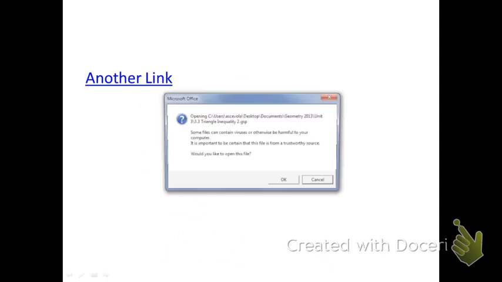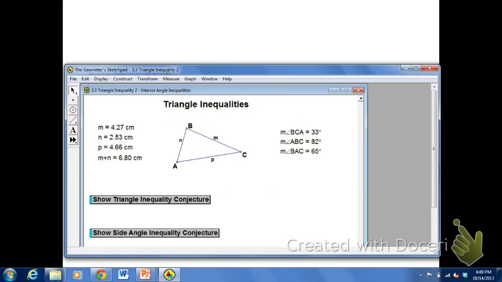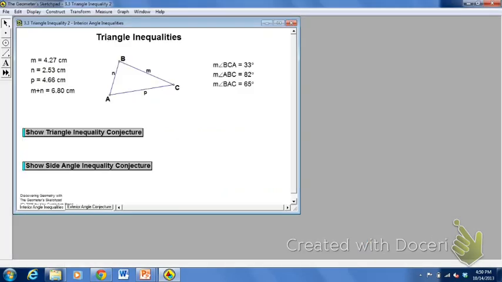Now, let's look at one more conjecture, and that's the side angle inequality conjecture. So let's look at this through Geometer's Sketchpad, and we're going to pull up this same Geometer's Sketchpad, except I don't want you to focus on the side lengths only. I want you to focus on the angle measures and the side lengths.